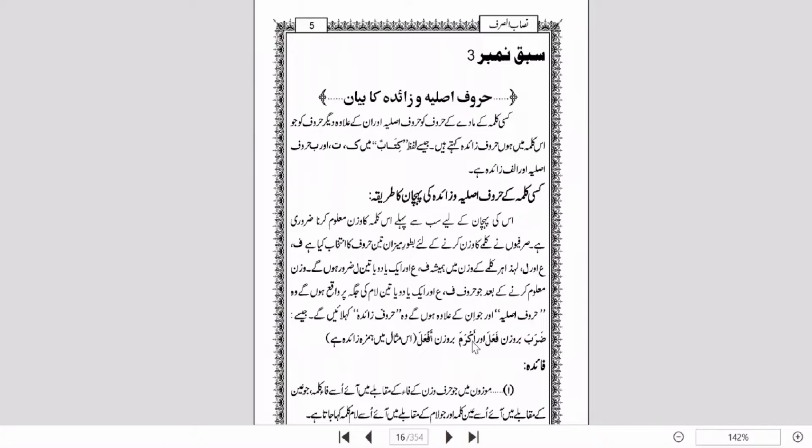And Akrama, the additional letter here is the Hamza Zaidah in the beginning, because it will be on the scale of Af'ala. So Hamza comes on the scale of that Hamza, Kaf comes on the scale of Fa, Ra comes on the scale of Ain, and Mim comes on the scale of Lam. So Akrama is on Af'ala, and the Hamza Zaidah is the extra additional letter.